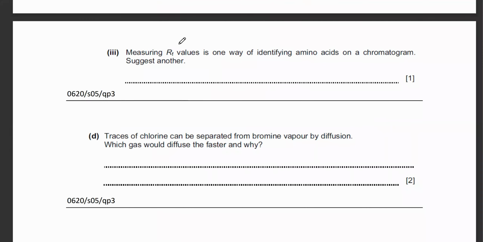So measuring RF values is one way of identifying amino acids on a chromatogram. That's one way of figuring out what an amino acid is. Suggest another method of identifying the amino acid.